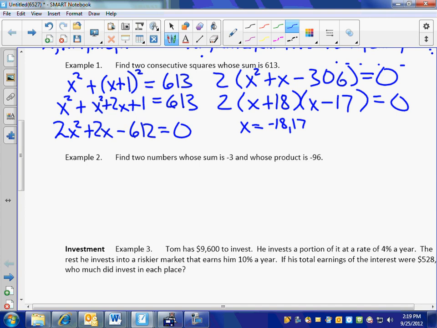I should go back and read the problem. I'm looking for 2 consecutive squares. Are these perfect squares? No. My perfect square is x squared. All right? So these are the x values, so I should plug them in. What's negative 18 squared? 324. What is the next one after negative 18 squared? Negative 17 squared. What's negative 17 squared?